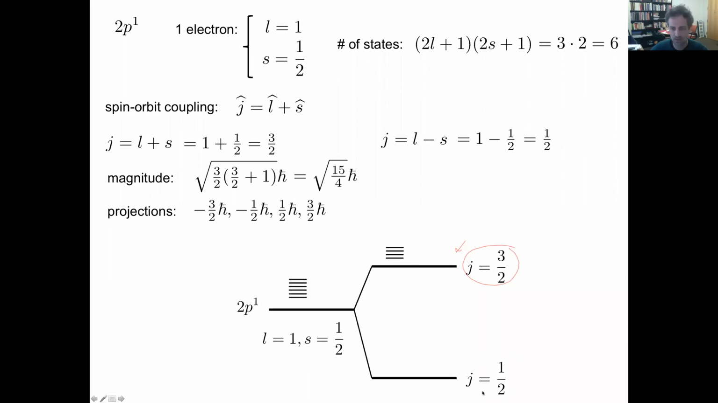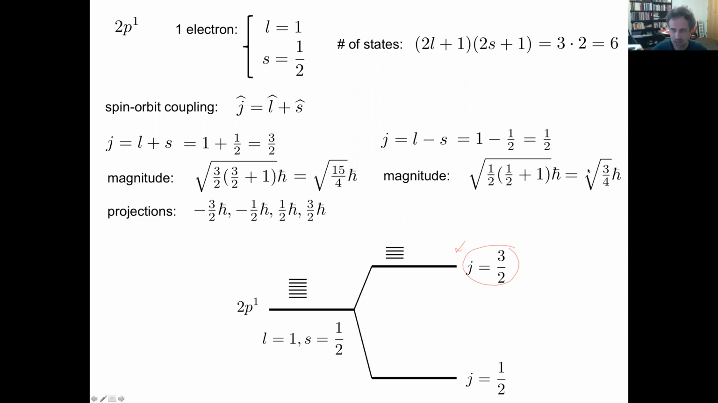But the other state here we haven't considered yet, so let's focus on that now. The magnitude I can compute: the square root of half times half plus 1, times h bar. That's going to give me, sorry, not orbital, a total angular momentum that has a magnitude of square root of 3/4 times h bar. You can see that if the electron sits in this lower state, its total angular momentum is smaller than when it sits in the upper state. So there's a difference between the magnitude of the total angular momentum between the 2 states.